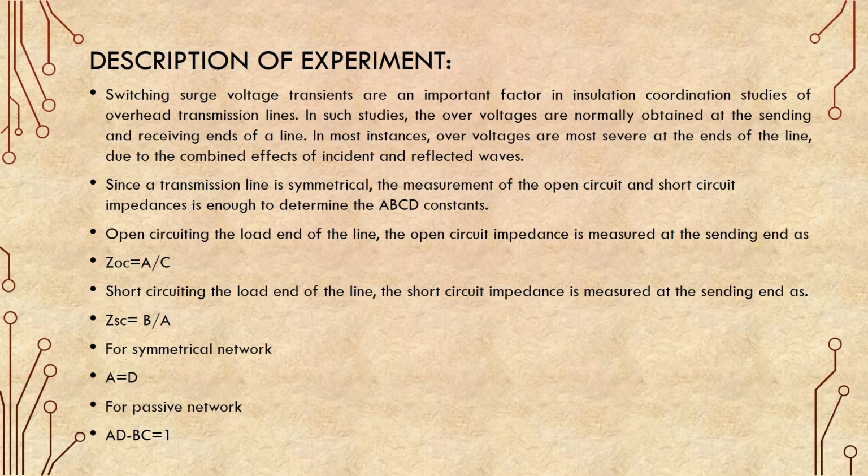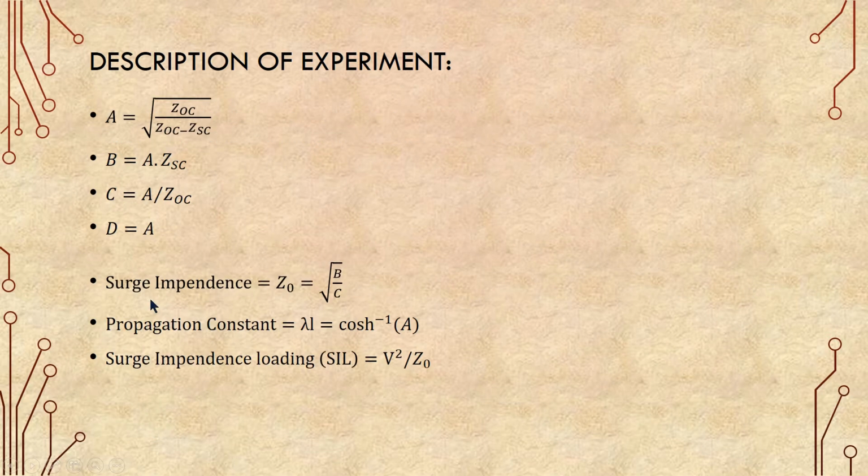So using that ZOC and ZSC, we'll calculate ABCD. We know that ZOC is the ratio of A by C and ZSC is the ratio of B by A, and also we know the transmission line is symmetric, so A will be equal to D, and for a passive network AD minus BC equals 1. So using all these equations, we are able to calculate the ABCD in terms of ZOC and ZSC.